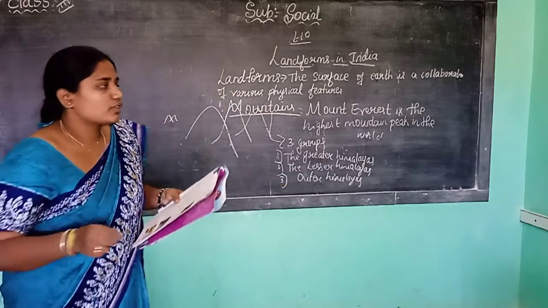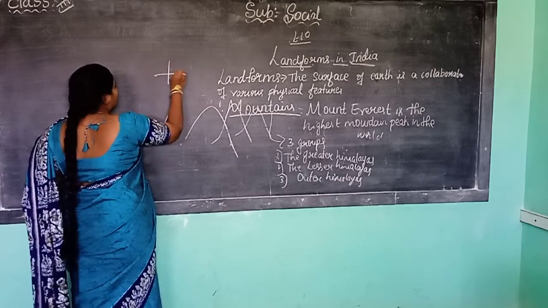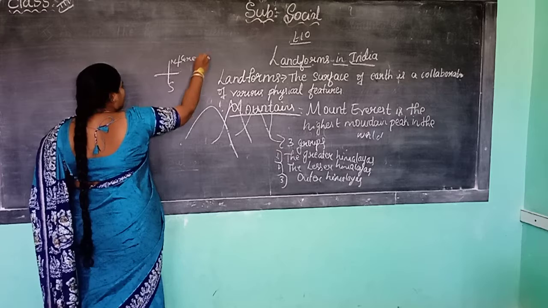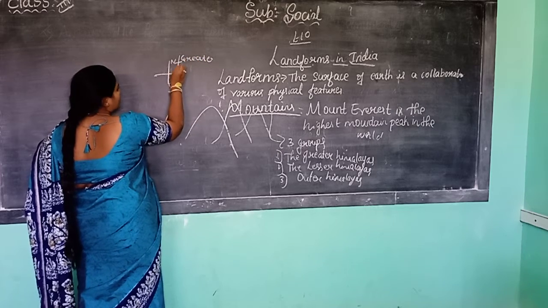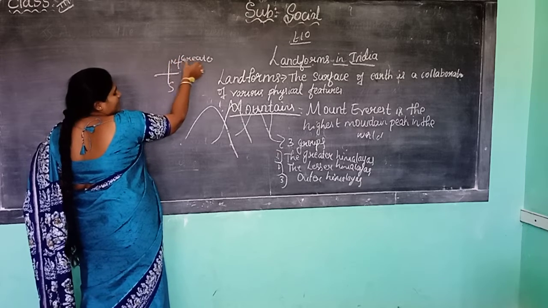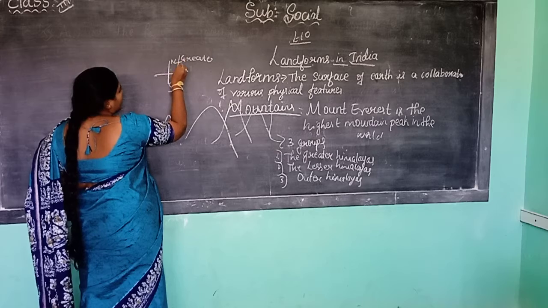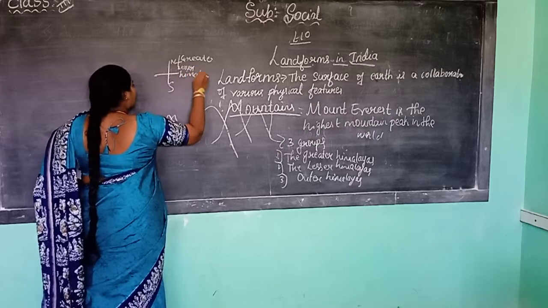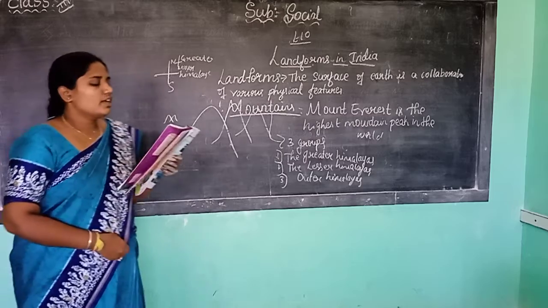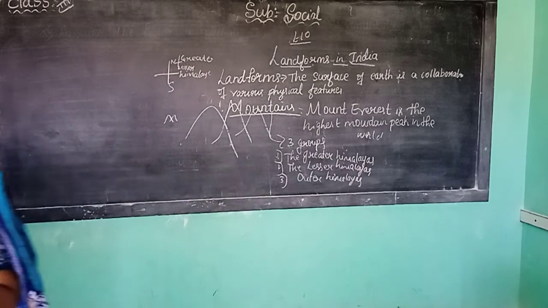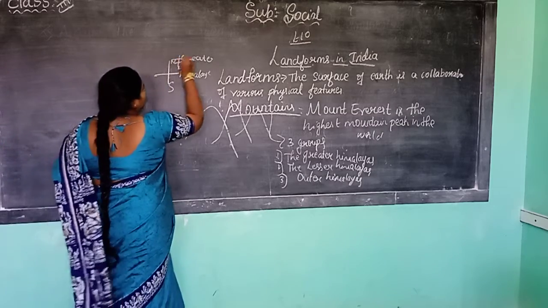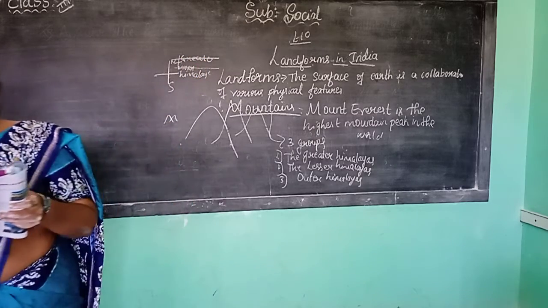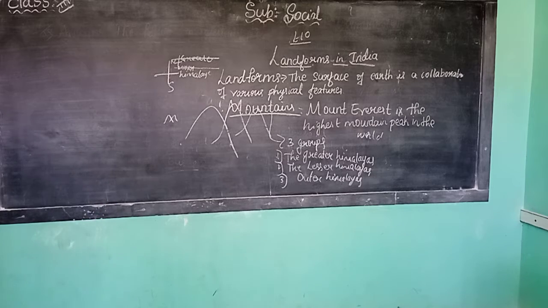To the north there is the Greater Himalaya. To the south of the Greater Himalaya is the Lesser Himalaya, and these are parallel. Here is the Greater Himalaya, here is the Lesser Himalaya. So these are parallel to each other. The average height of the Lesser Himalaya is 4,000 meters.